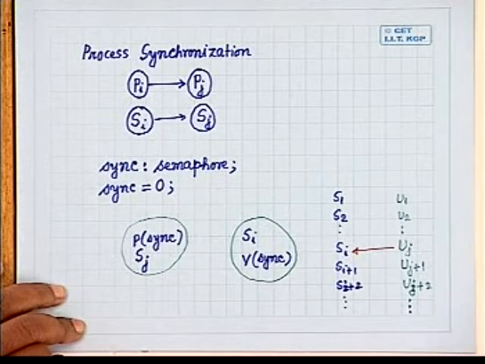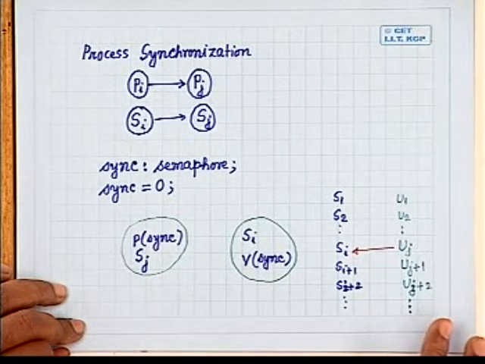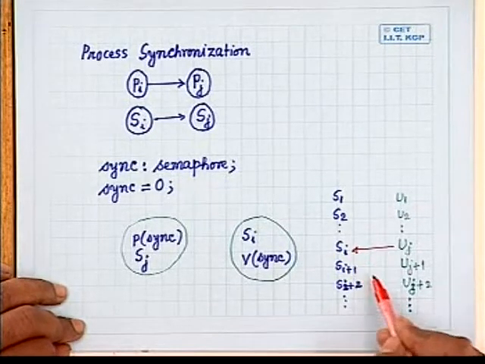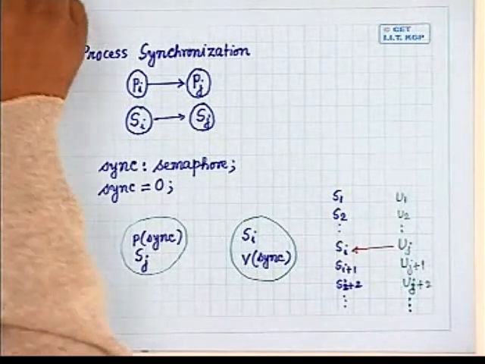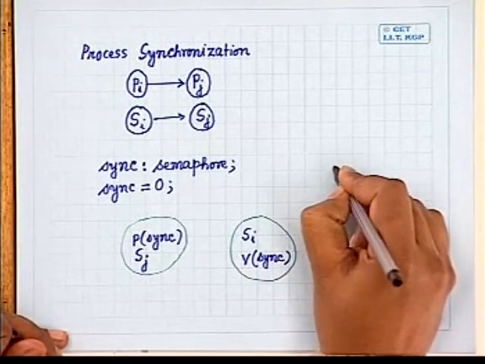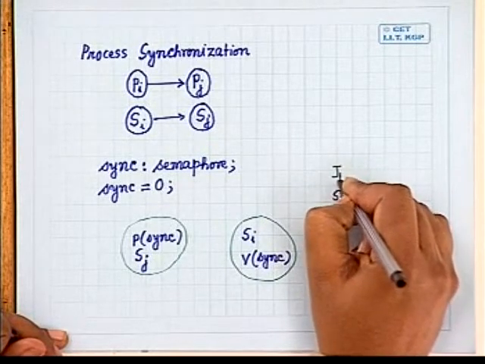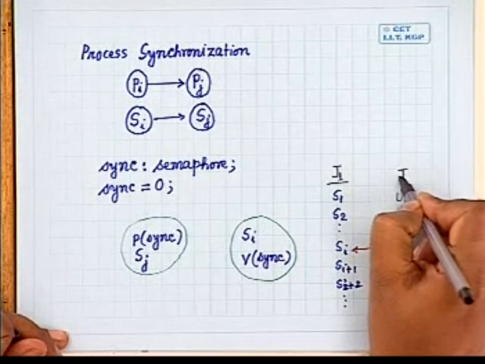So here we are relaxing our concurrency condition in the sense that here we don't want that this entire process P1 has to wait for the completion of the entire process P2.